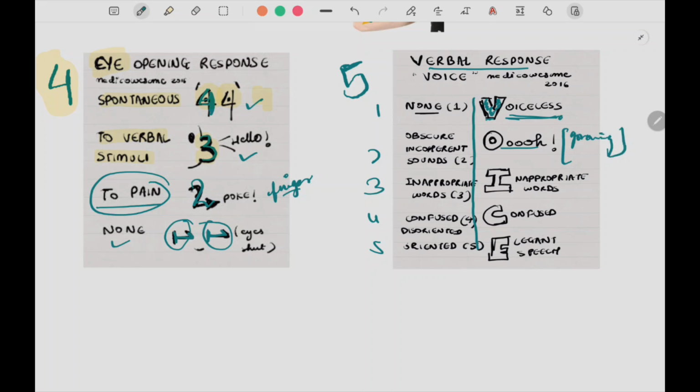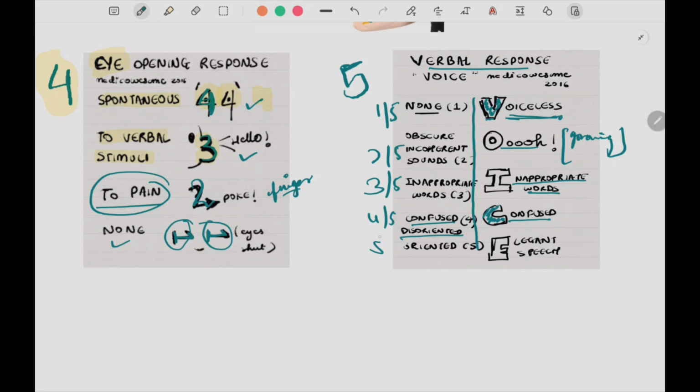Then when are you going to give him a score of 3 out of 5? You will give him a score of 3 out of 5 when there will be inappropriate words. Only words will be there. हाँ, ना, नहीं. As such कोई sentence formation नहीं होगा. When are you going to give him a score of 4 out of 5? When the patient is confused and disoriented. He's confused but still he's giving you responses, okay? He'll be speaking in broken words, broken sentences, but still he's trying to give you some response.